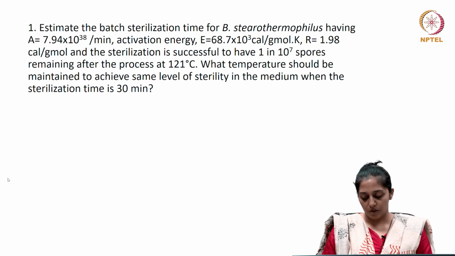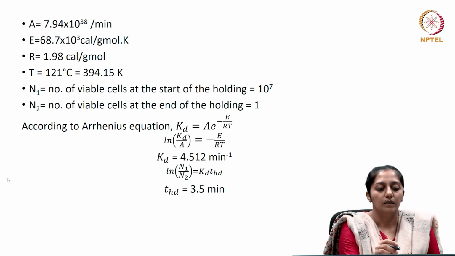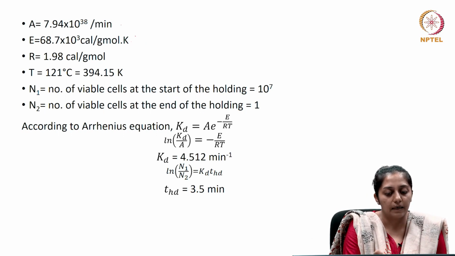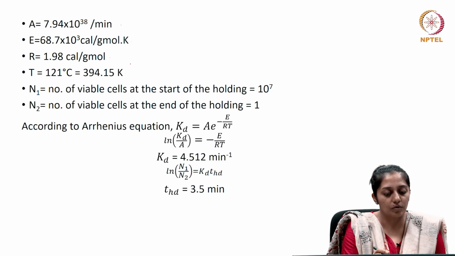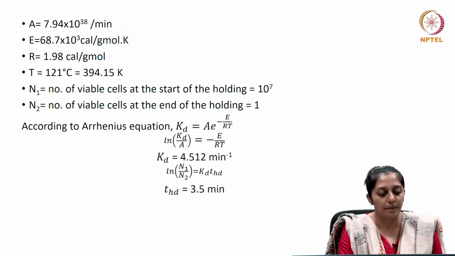Now, first we'll consolidate all the information which is given to us about the process. So, here is the list of information which is given to us. Arrhenius constant is given, activation energy is known, R is also given, and temperature for sterilization is also given, which is 121 degrees centigrade. To keep the consistency of units, we will convert it into Kelvin.